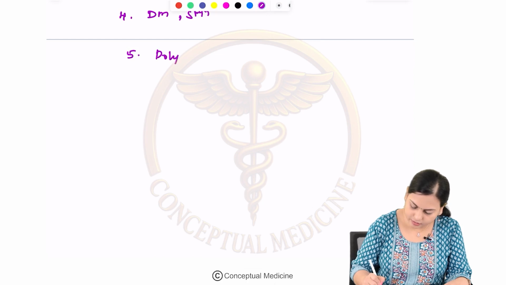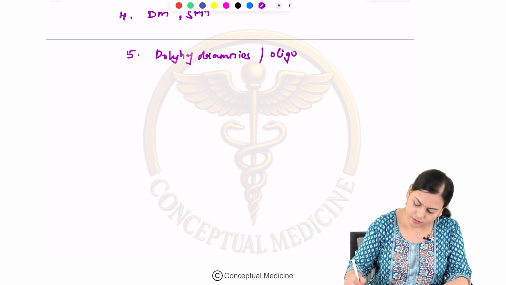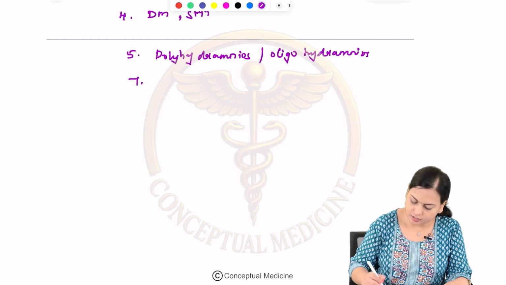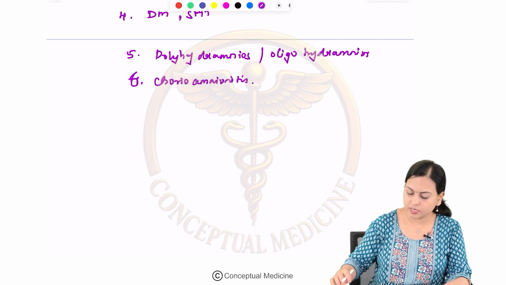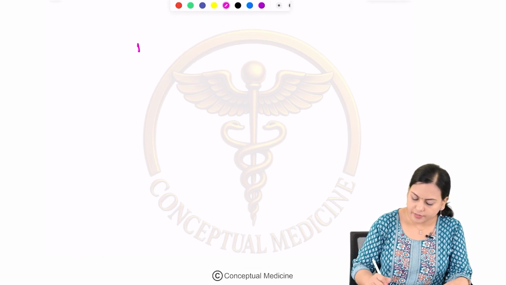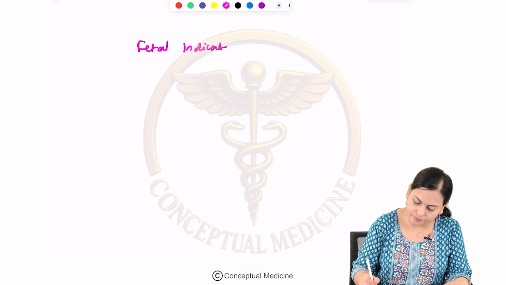when there is polyhydramnios or oligohydramnios, and then there are conditions like chorioamnionitis. Now, we will see the fetal indications for induction of labor.